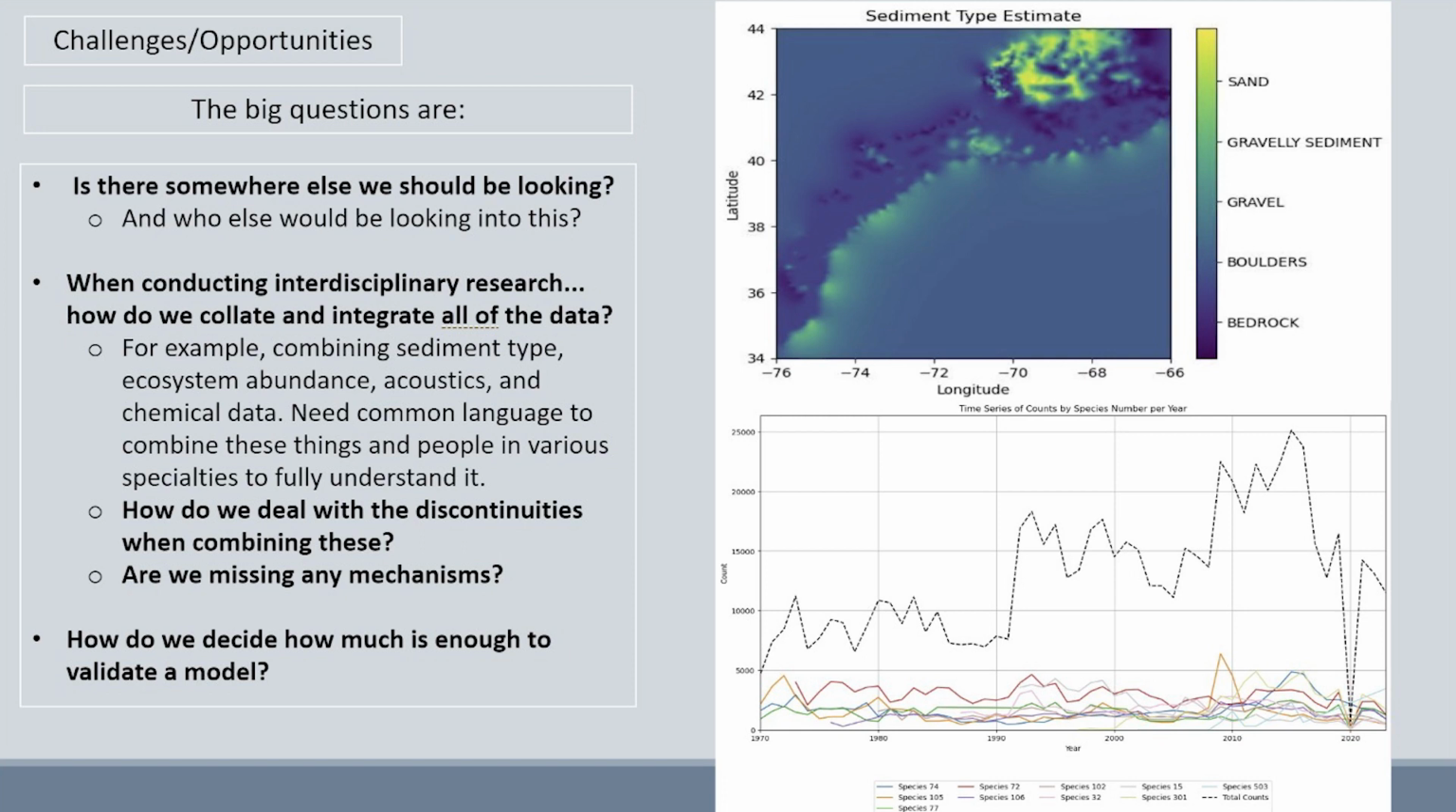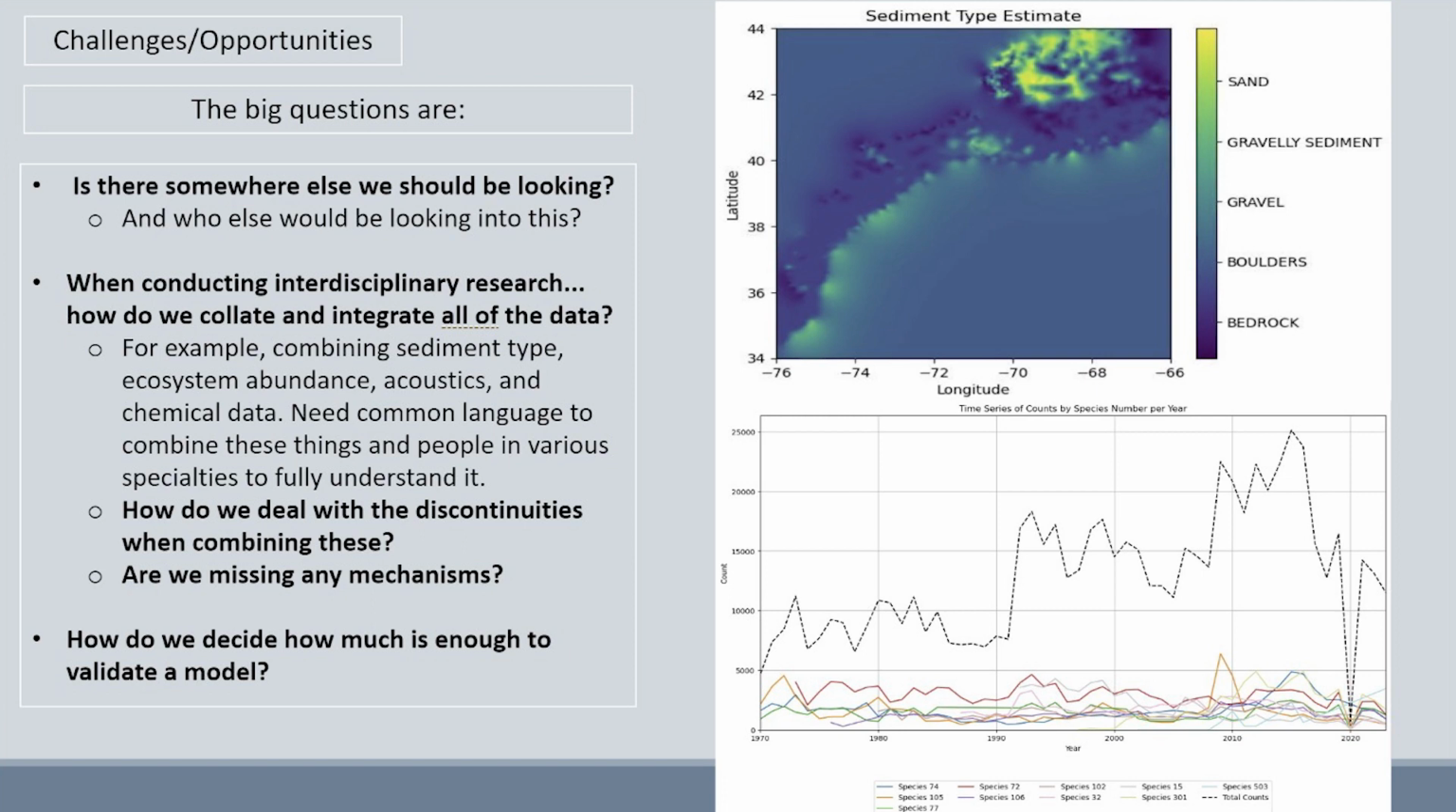I'm looking at sediment type and ecosystem abundance. This is interpolated sediment type on the East Coast, and this is ecosystem abundance from NOAA bottom trawling surveys. As you can see, there are some weird spikes, as in the 90s we just start adding in random species that we're looking at. So it's about moving between different standards and using a common language to combine all of these things. Are we missing any mechanisms? Should I be looking at something else, or layering something else?